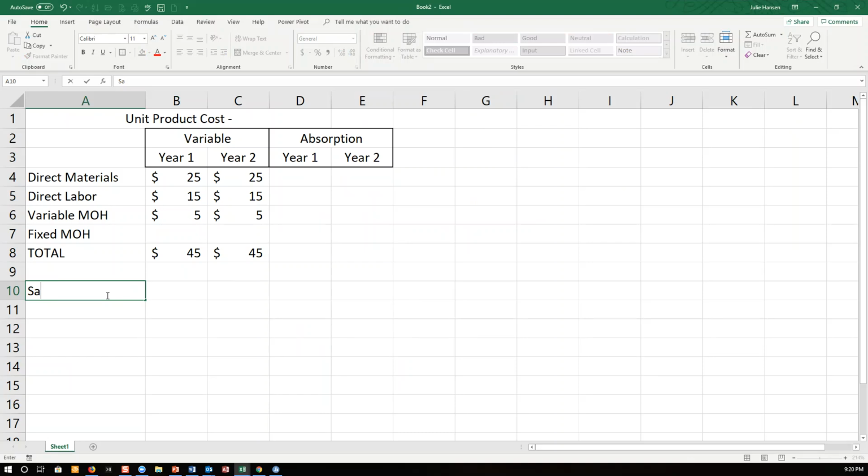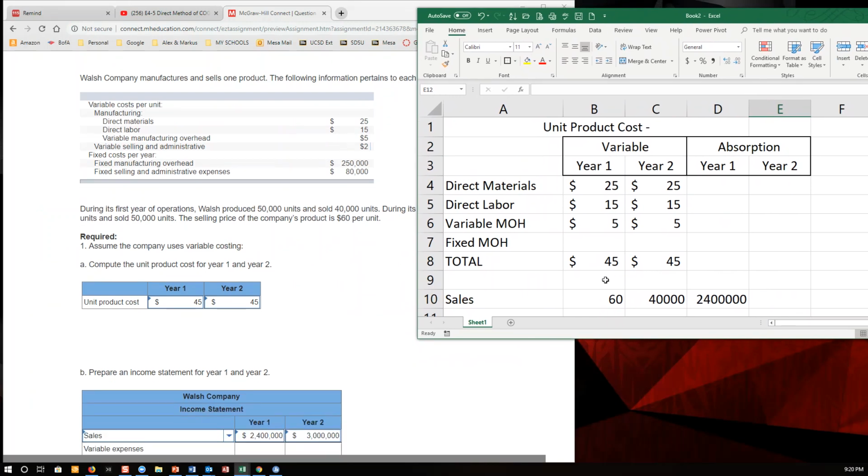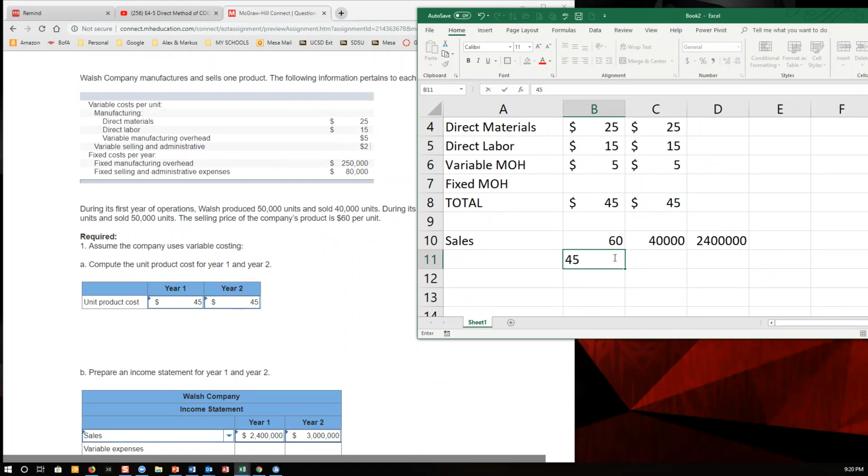So if our sales were $60 each per unit, and we sold 40,000, then that's pretty easy to calculate. This is not the hard part, so I'm going to let you do this all by yourself because I'm pretty sure that you can. But then, as you can see, we're going to pull that $45 down, and we're going to multiply that $45 times the units that we sold to come up with that. That is our variable product costs.